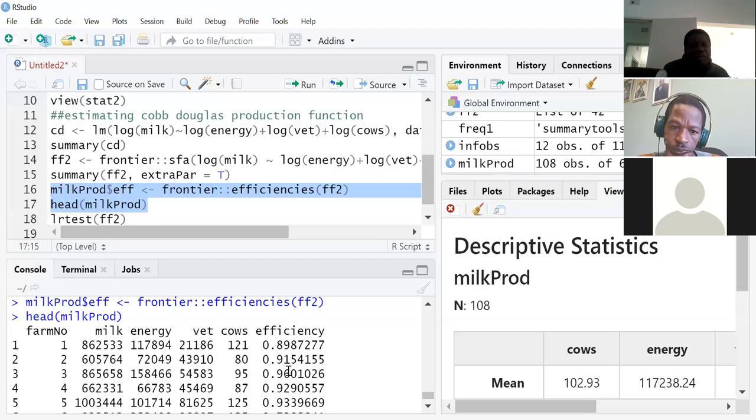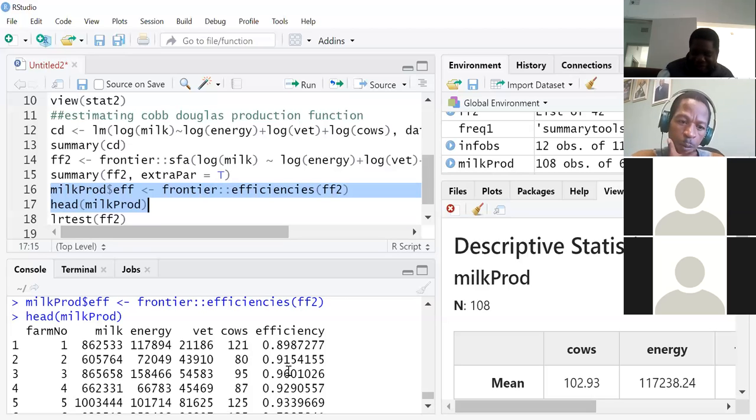Who wants to try? The efficiency score of the first farmer, 0.89, let's say 0.9. So it means what? Who wants to try? Fiona, do you want to try? No. I'm waiting. Who wants to try and interpret for me?